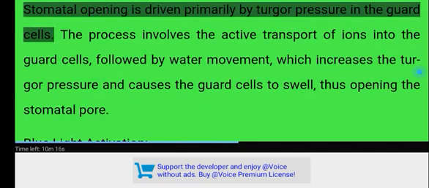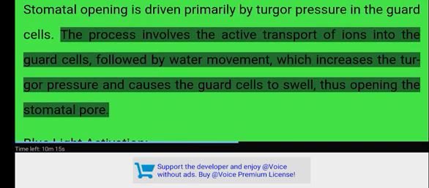Mechanism of stomatal opening. Stomatal opening is driven primarily by turgor pressure in the guard cells. The process involves the active transport of ions into the guard cells, followed by water movement, which increases the turgor pressure and causes the guard cells to swell, thus opening the stomatal pore.